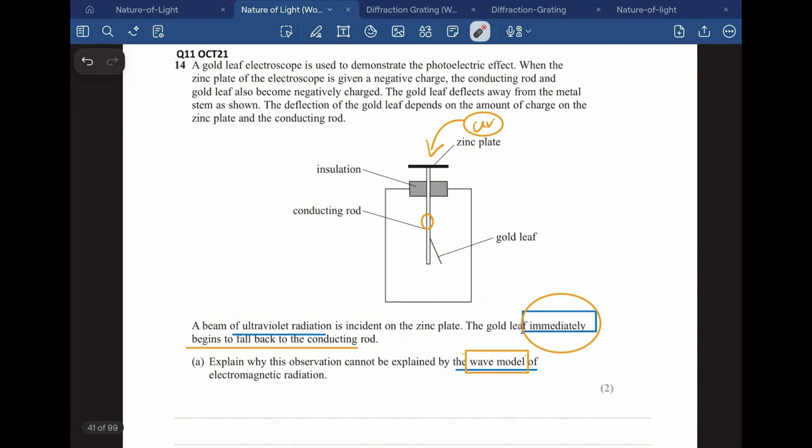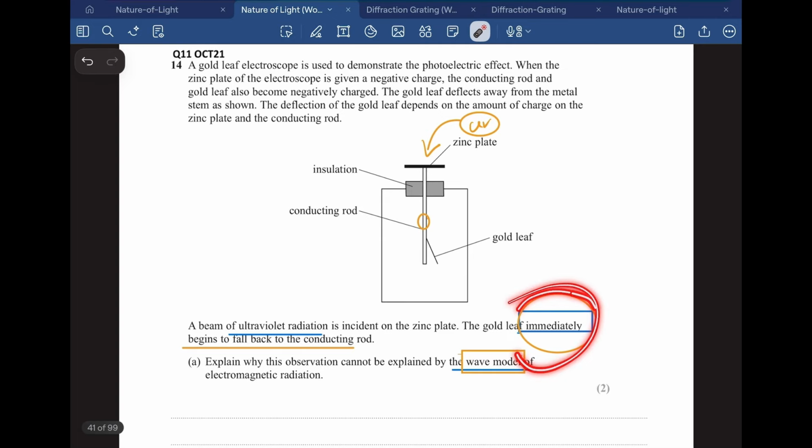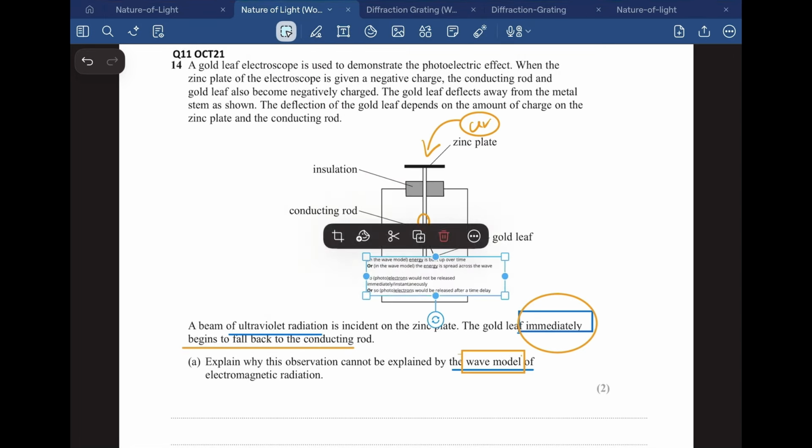Okay, so that is the main thing. As it is saying, "immediately" cannot be the wave model. Immediately is basically the photoelectric effect, or the particle nature of light, not the wave model. In the wave model, everything happens gradually because there must be a build up of energy, and then the electrons can escape. Without the build up of energy, it cannot escape immediately. So that's what our final answer should be like.